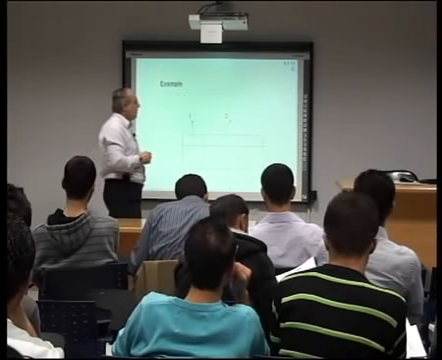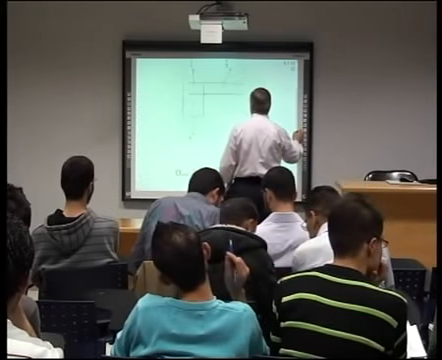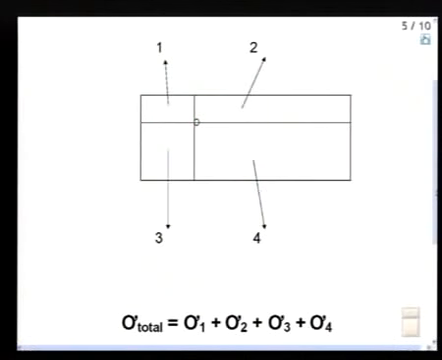Another example. I have this rectangle A, B, C, D. And I told you, please find the stress at point E. Now, E is not under a corner. So I cannot solve this problem. But I will try to use my judgment to make it under a corner.